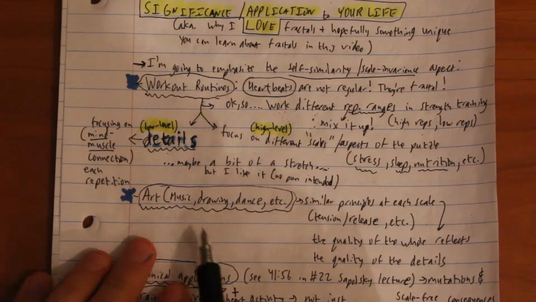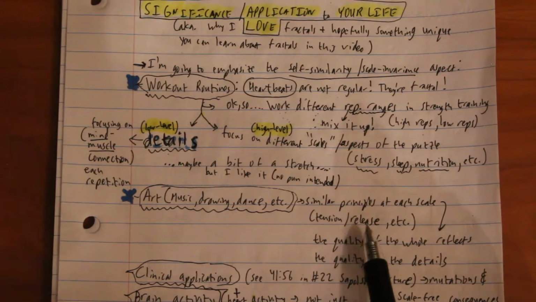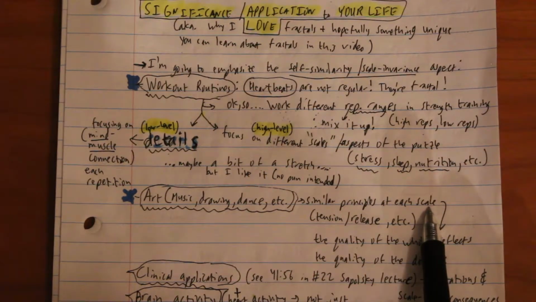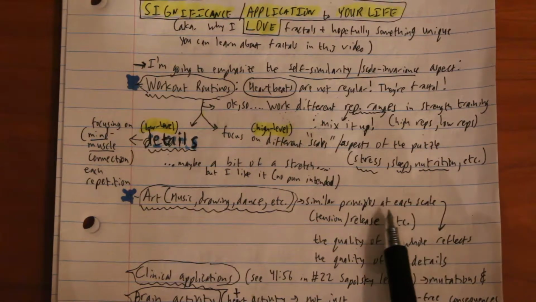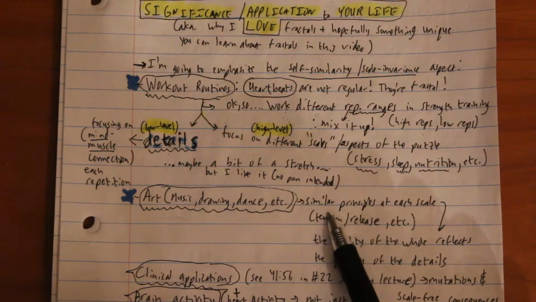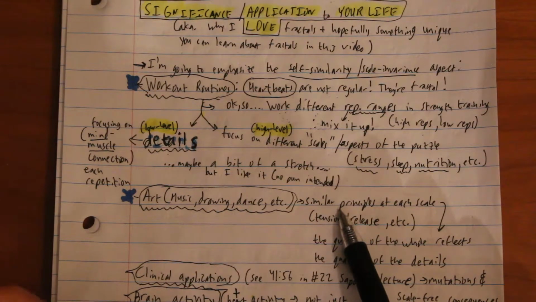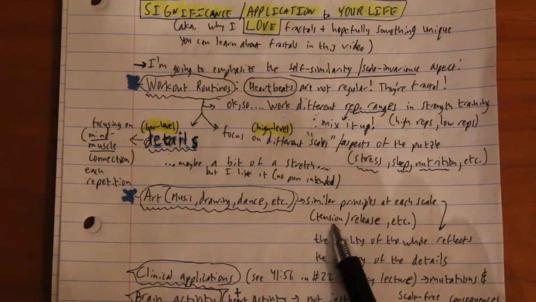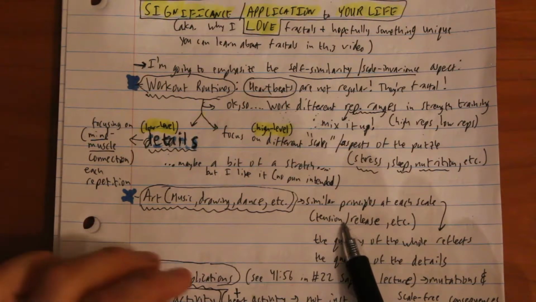So whether it's music, drawing, dance, whatever, similar principles apply at each scale, whether it's the whole composition or a little part of it. Like with music, there might be the climax of the piece, right? But within each section, like the A section or the chorus or the bridge, there's maybe a tension and release pattern. So the point I'm making here: whatever applies on a small scale can also apply to the whole.